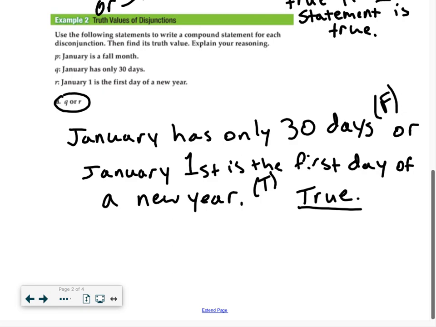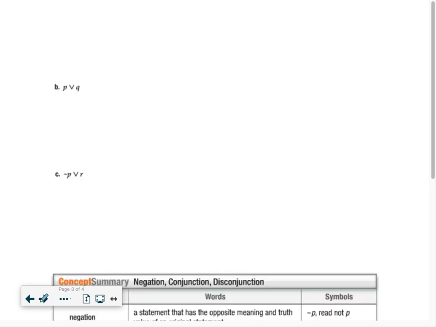So truth values of and or statements, they are different. Okay? The rules are different. All right? And so you guys can practice here. This one is P or Q, so pause and practice. And then practice the next one as well, not P or R. Okay? So if we're looking at P or Q, this first one, it says January is a fall month.